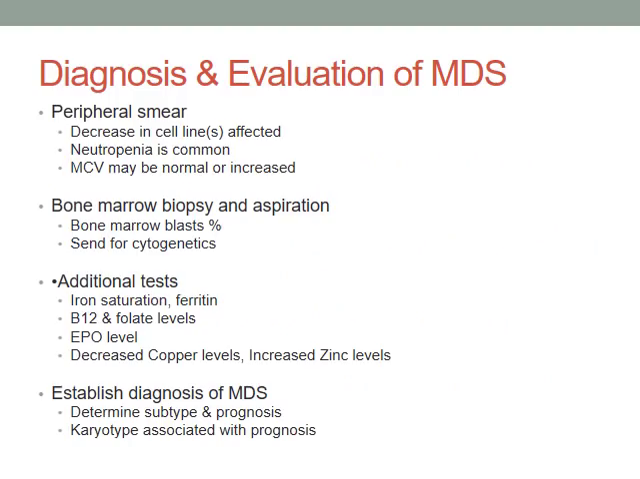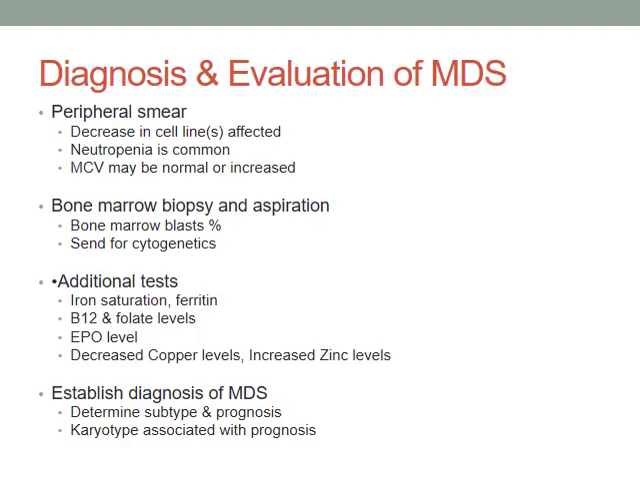The main diagnostic testing for myelodysplastic syndrome is a peripheral smear and a bone marrow biopsy with aspiration. The workup should start with a peripheral smear, and the provider will see a decrease in one cell line or possibly multiple cell lines, often neutropenia as well. The MCV may be normal or increased on the CBC. A bone marrow biopsy will often show increases in a blast or multiple blasts, and it is important that the biopsy also be sent for cytogenetics.